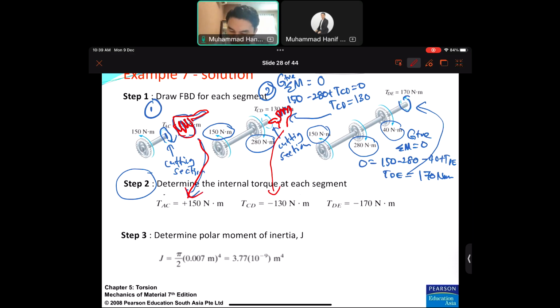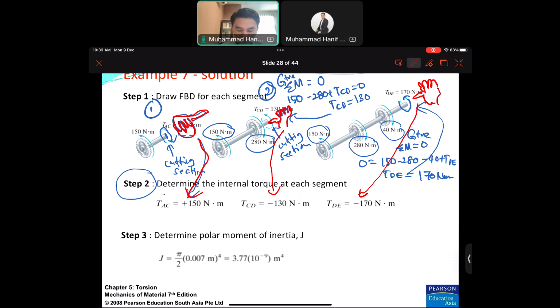And the same goes for this one. Four fingers following the direction of the TDE, so the thumb is pointing inward, so you will get negative as well. As simple as that. So sign convention is important. If you convert wrongly, you will get a wrong answer.